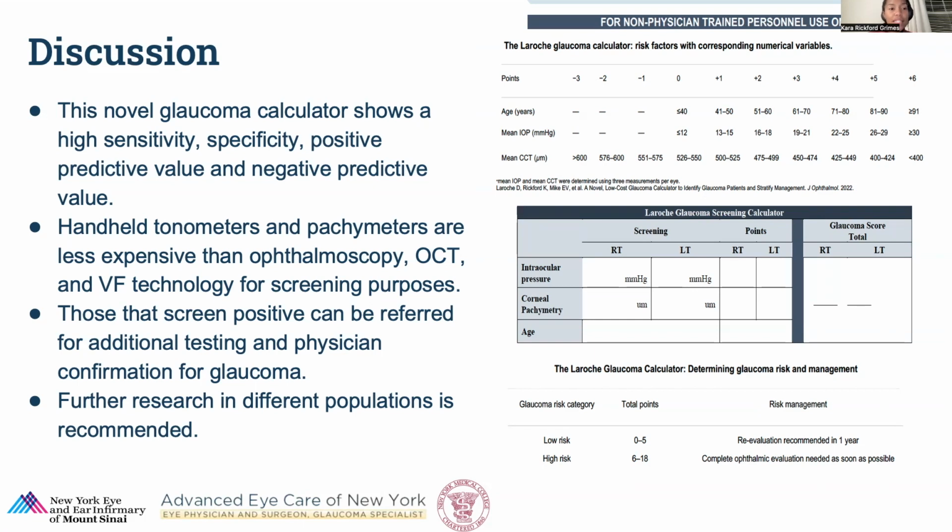The tools used in this study, including handheld tonometers and pachymeters, are less expensive than those used for traditional screening purposes. In addition, based on the findings of this study, those that screen positive using this risk calculator can be referred for additional testing and physician confirmation for glaucoma. Further research in different populations is recommended.